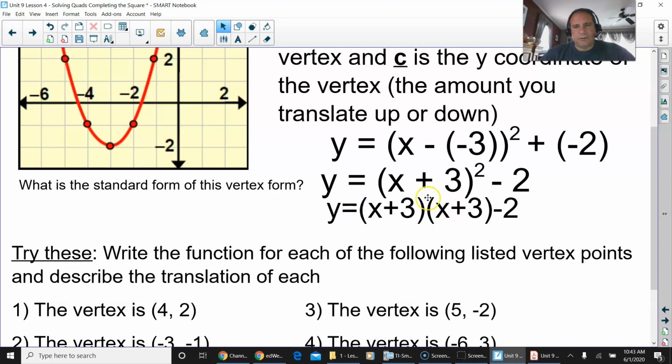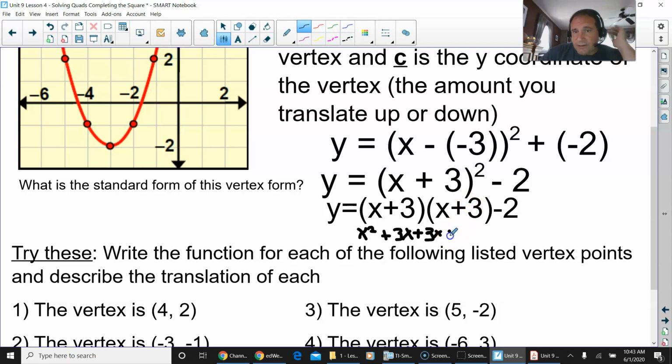So then you would do distributive property, and you would get x squared, x times x, plus 3x, x times 3 is 3x, and then this is 3x also, plus 3x, another 3x, and then 3 times 3, the last terms, which is 9. And all of that is, and then also minus 2. Don't forget about the minus 2. That's y equals.